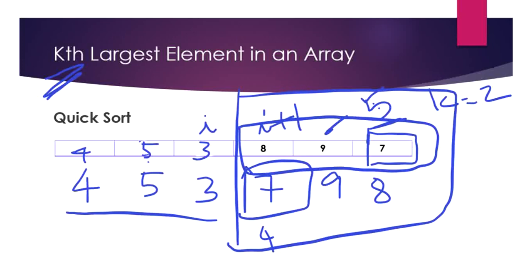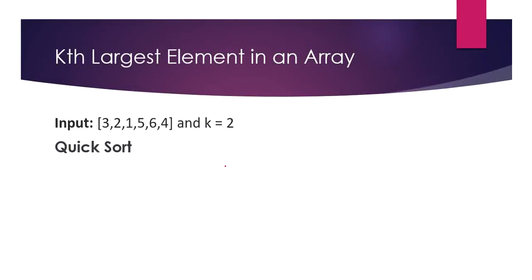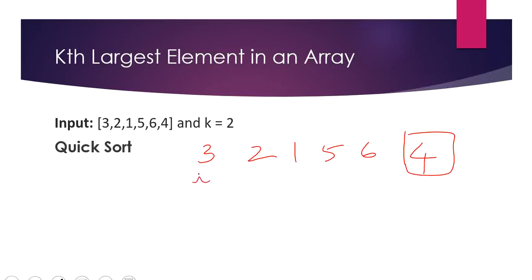So let's see the example given in our problem and look how it works. This is the example given in our problem. Let's take the example and work on it with quicksort. So here let's take 4 as our pivot element. As I said, i is here and j is here.